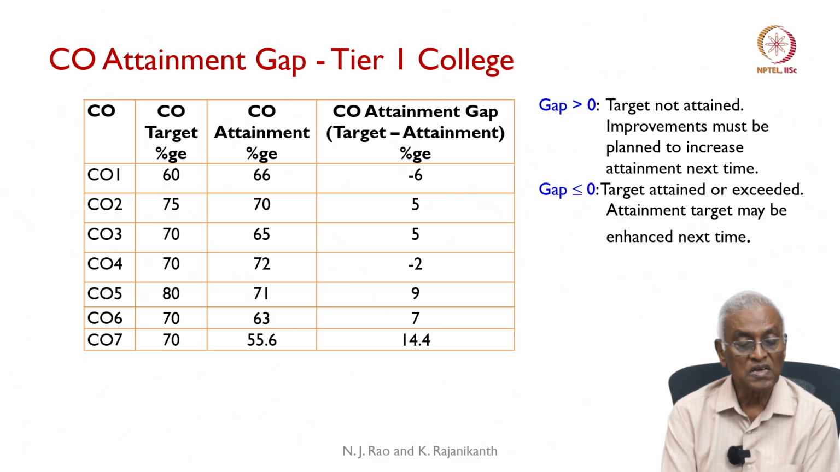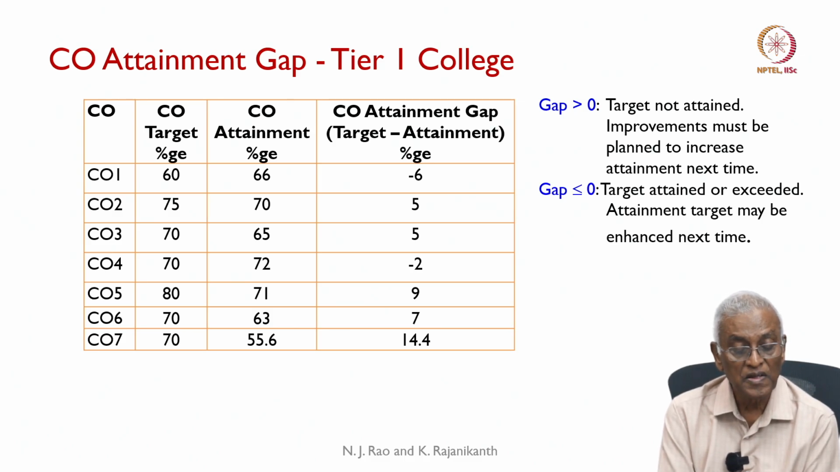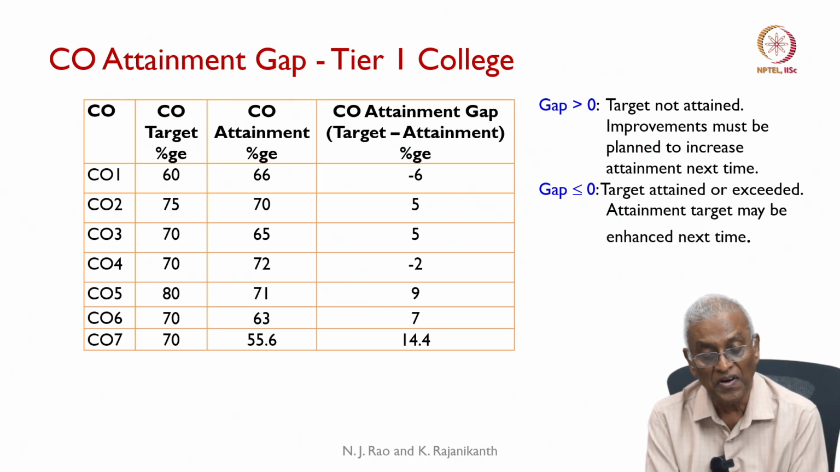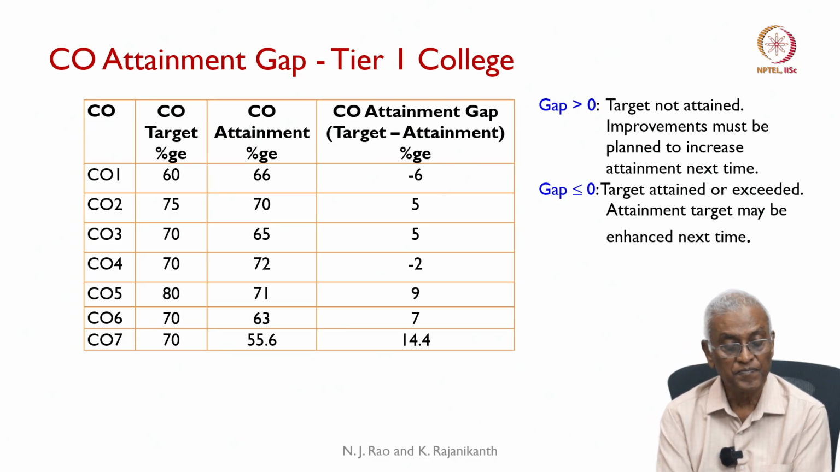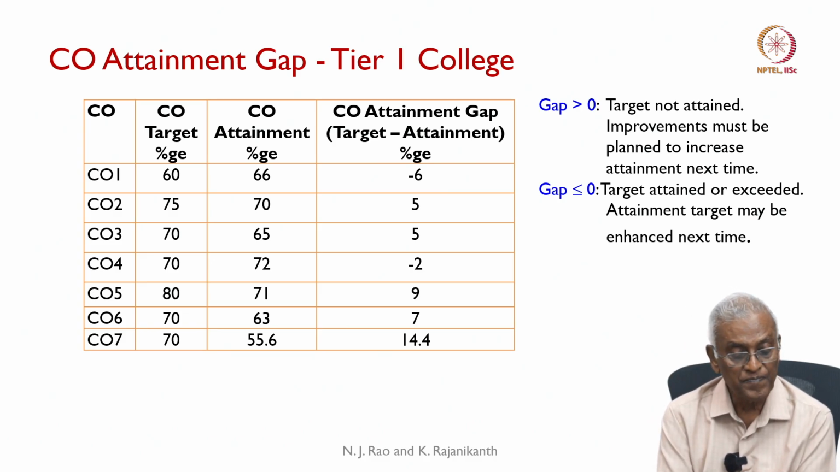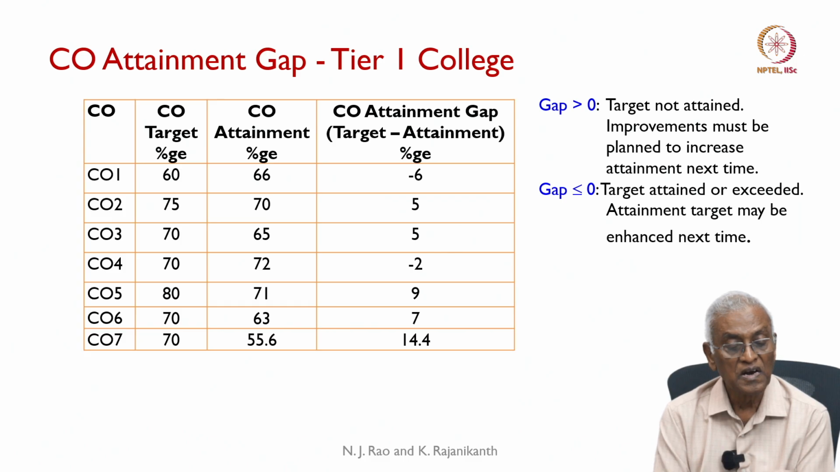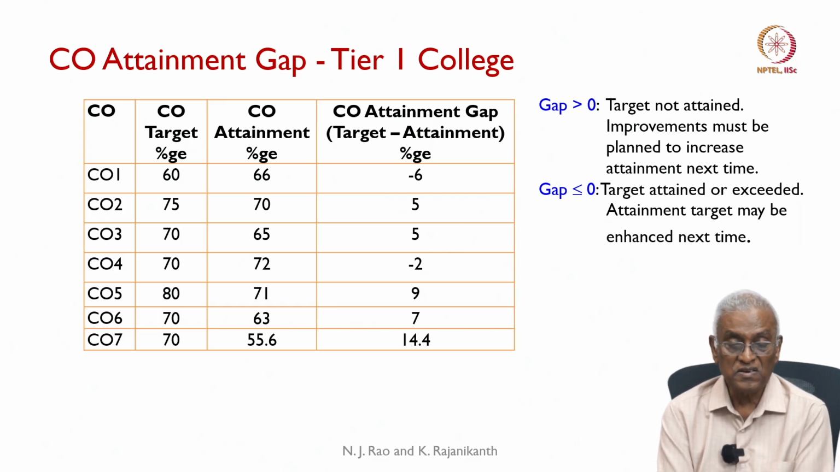In CO3 target is 70, the class average is 65. So there is a gap of 5. You compare, let's say CO7, target is 70, but actual value is 55.6, which is a gap of 14.4. There is a big gap.